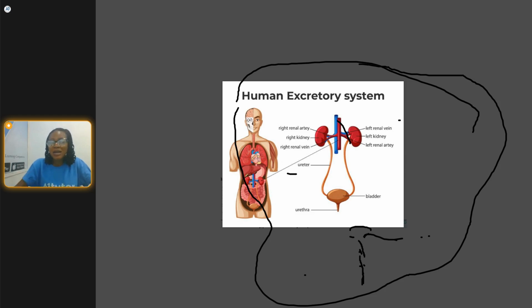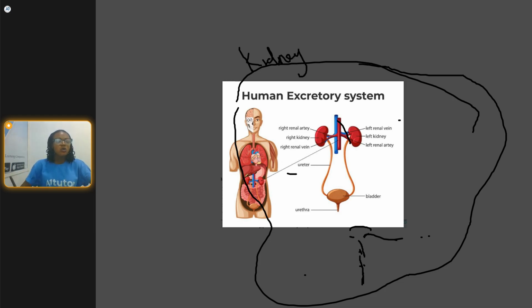So for plants, we have the stomata and we have the lenticel. Don't forget, we are still under the excretory structures. Number one is contractile vacuole. Number two, we looked into the flame cells. Number three, we looked into the nephridia. Number four, we looked into the Malpighian tubules in insects. And number five, we looked into the kidney, which is this. All right, so this is the kidney.